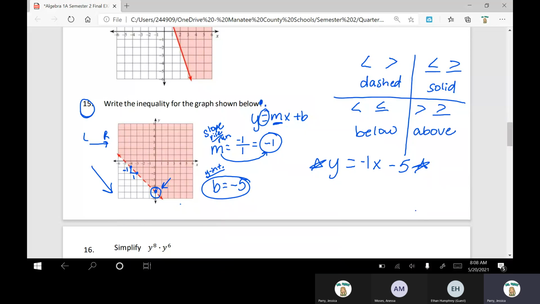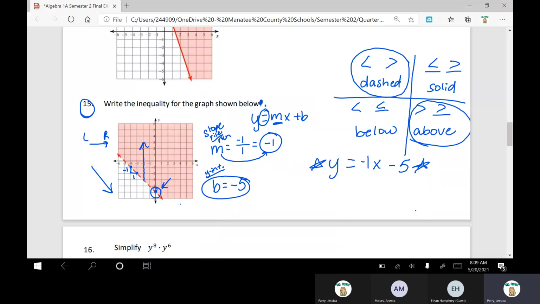Okay, so let's look at our graph. We have a dashed line, so it's going to be one of these symbols here because it's a dashed line. And then is our shading above or below? Well, if you were to draw an arrow, either going straight up or straight down anywhere on that graph, the shaded area for this one, if I draw a line going straight up, we know our shading is above. Okay.